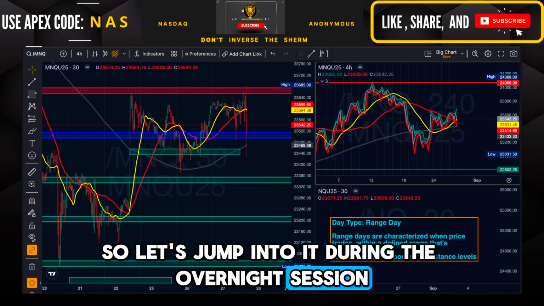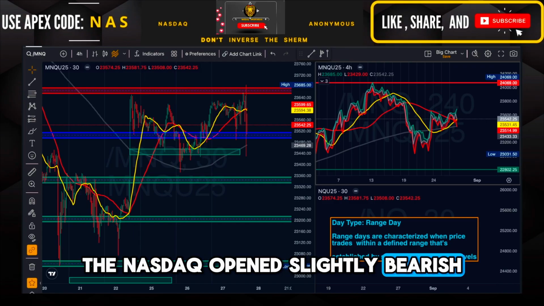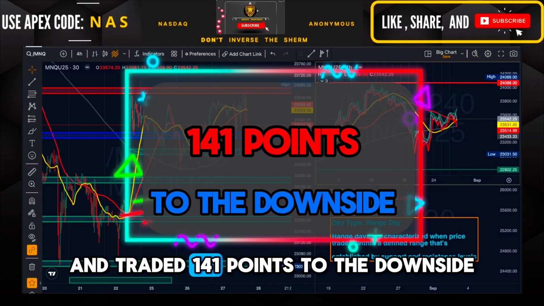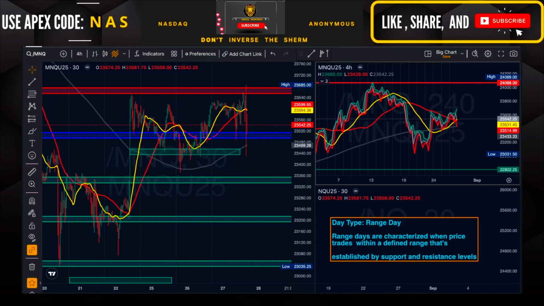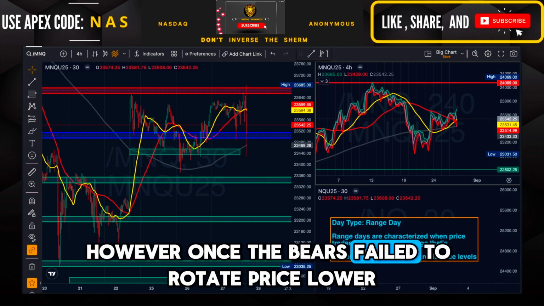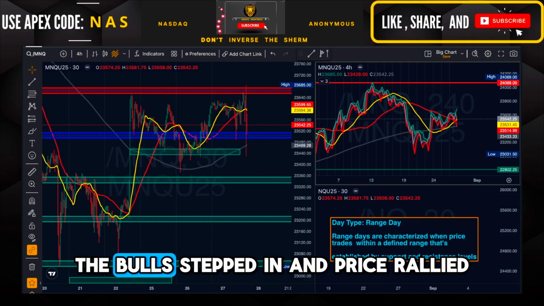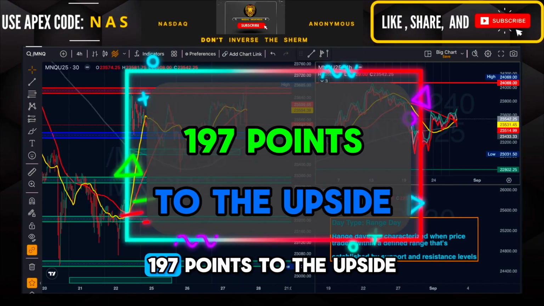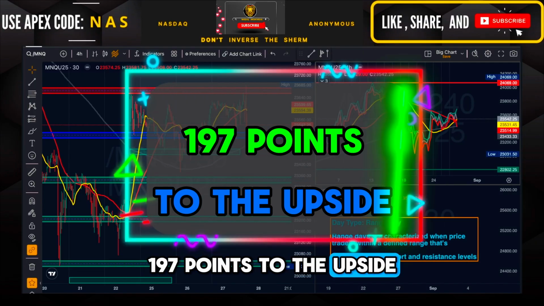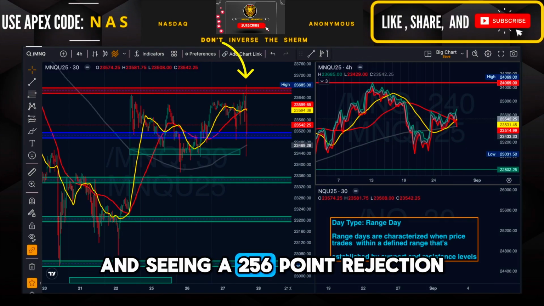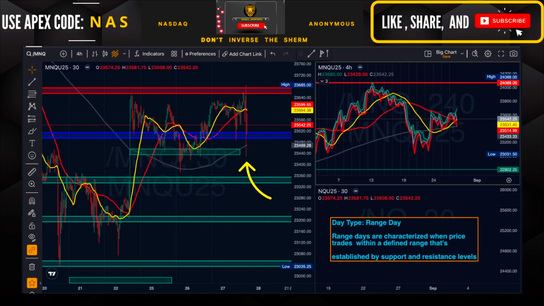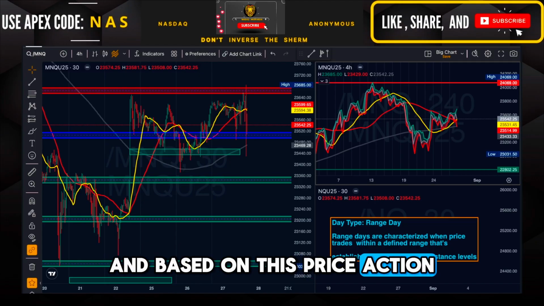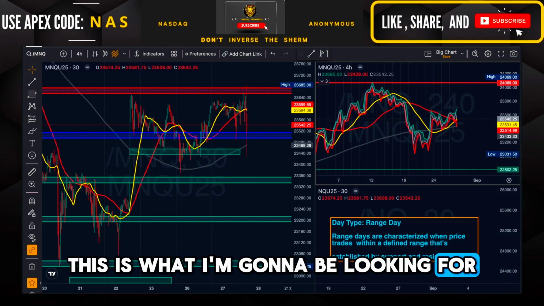During the overnight session, the Nasdaq opened slightly bearish and traded 141 points to the downside into a previous area of support. However, once the bears failed to rotate price lower, the bulls stepped in and price rallied 197 points to the upside, seeing a 256 point rejection and a 152 point bounce going into the close of the session. And based on this price action, this is what I'm going to be looking for.